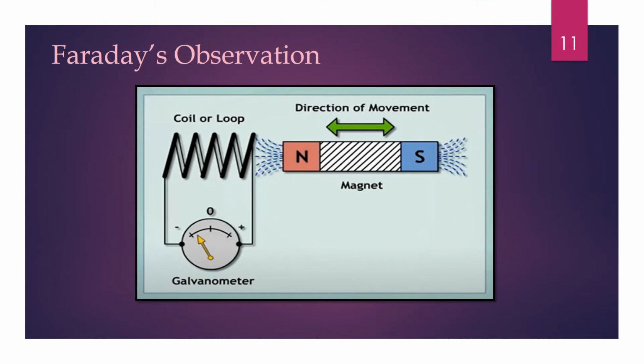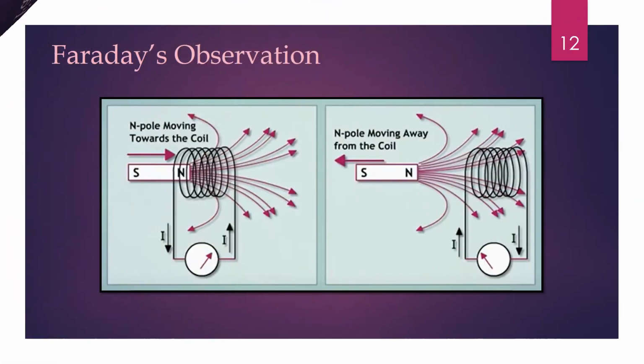Faraday observed that the current flows in the coil only when there is a relative motion between the coil and the magnet. The direction of the deflection in the galvanometer is reversed if the direction of the motion is reversed.